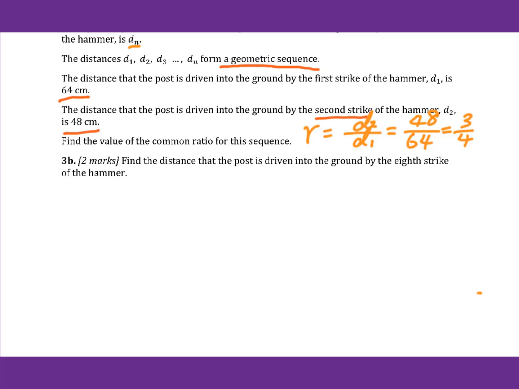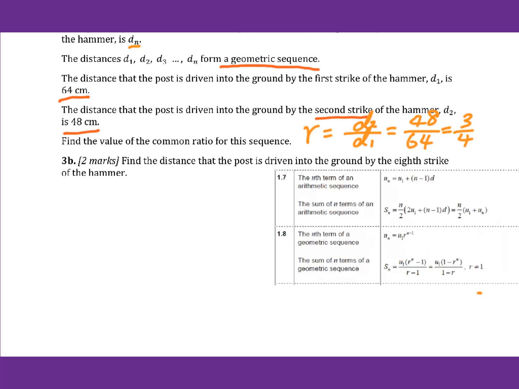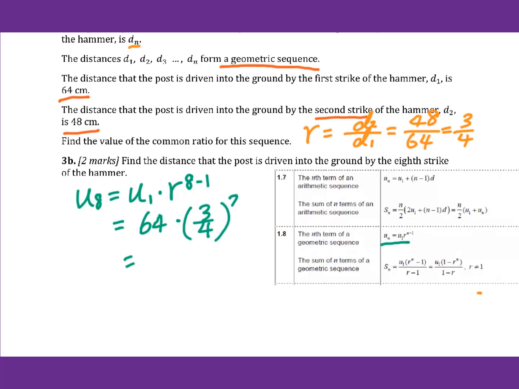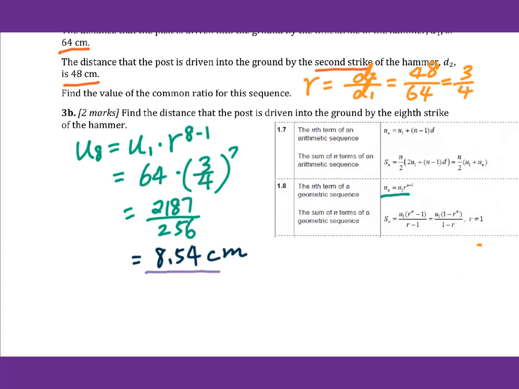Let's go to 3b. Find the distance that the post is driven into the ground by the 8th strike of the hammer. For a geometric sequence, we have to use this formula, u sub 8. So every single n you have to turn into 8. u sub 1 times r to the 8 minus 1's power. So we plug in 64 times 3 over 4 to the 7th power equals. You will get 8.54 centimeters.